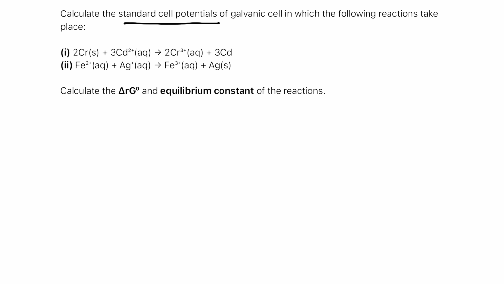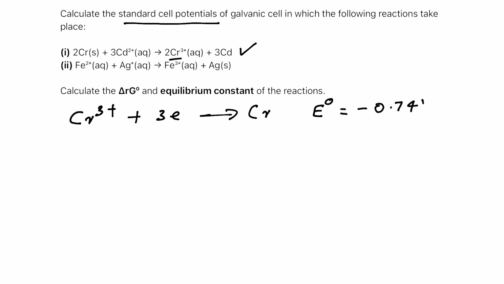For doing this question, first of all, you must know the reduction potential of cadmium and chromium. See, for chromium, that means Cr3+, right? For Cr3+ to become Cr, the reduction potential is given as minus 0.74. You can take this from the table given in the textbook, and in exams they will give this value.